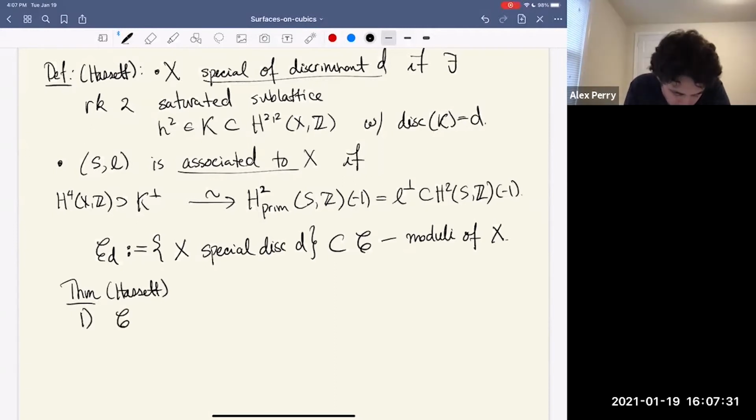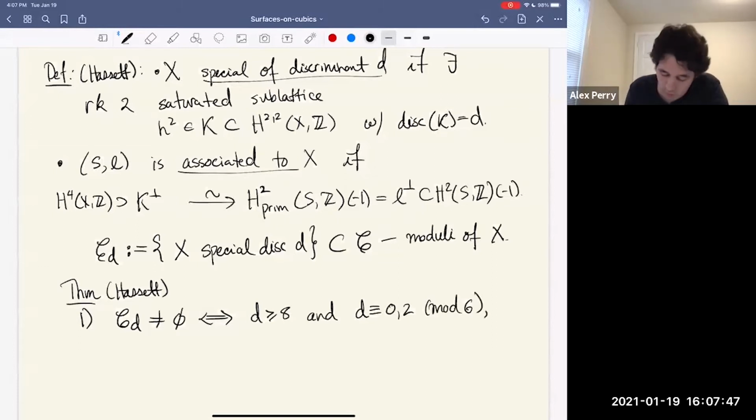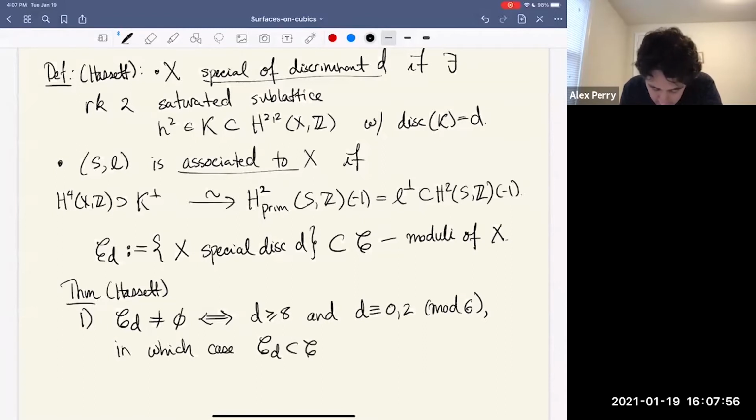So first of all, he gave a condition for when this locus is non-empty. The condition is that the discriminant is bigger than or equal to 8, and it should be congruent to 0 or 2 mod 6. And moreover, he showed that in this case, this locus CD inside of C is an irreducible divisor.